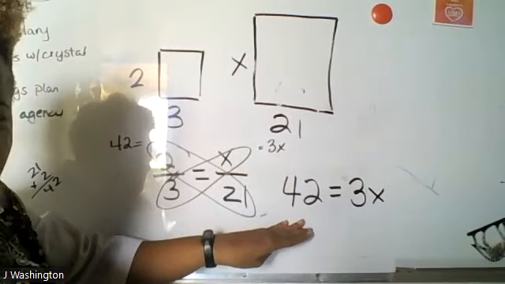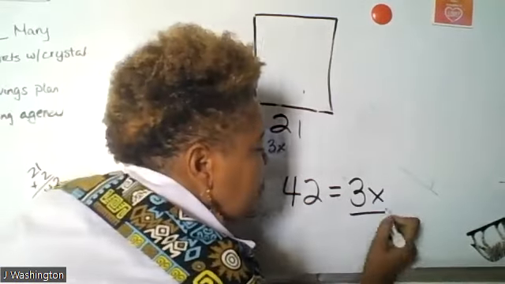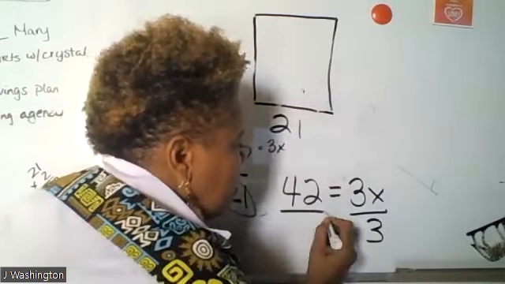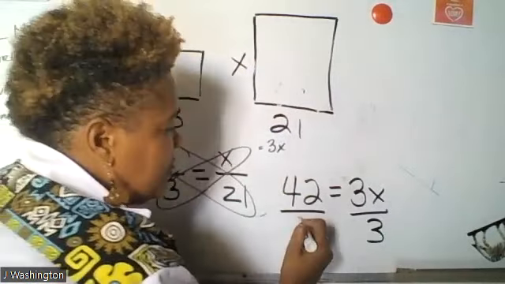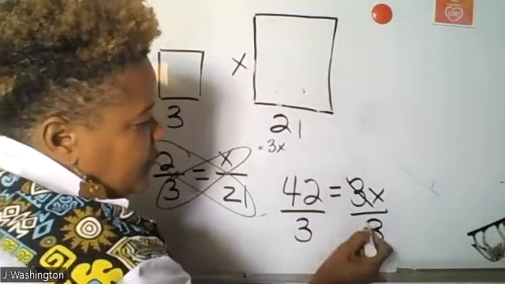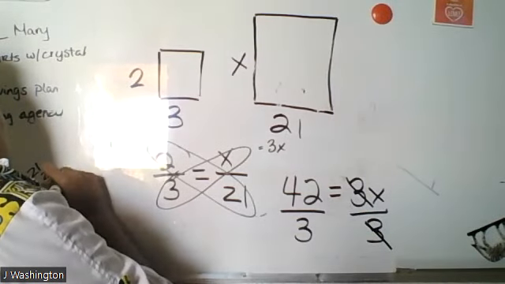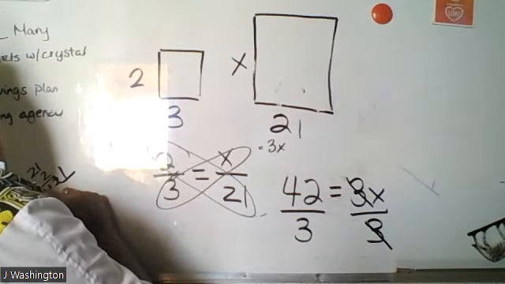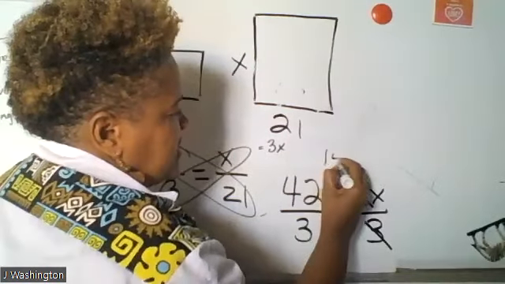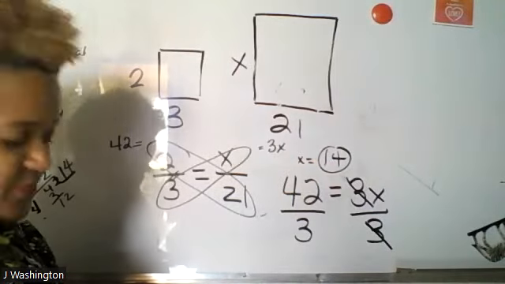How can I find out what x is without the 3? I'm going to divide by 3, and whatever I do on one side, I must do on the other. And I'm going to divide this by 3. When I divide 3 by 3 here, x is by itself. But 42 divided by 3, come on, I know y'all got it, is 14. So in this case, x equals 14.